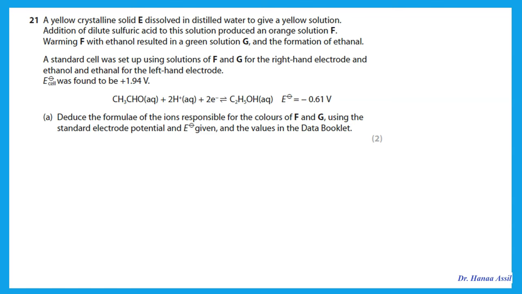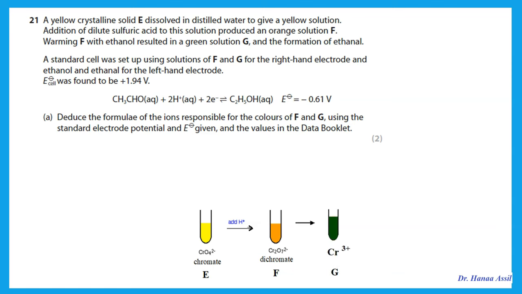Deduce the formula of the ions responsible for the colors F and G using standard electrode potential and the E cell given and the values in the data booklet. We should know, first of all, that if I have a yellow solution and I add acid and it becomes orange, we're probably starting with chromate. If we add acid to chromate ions, which are yellow, it becomes dichromate, which is orange, and then when they warmed it and so on, this became green.